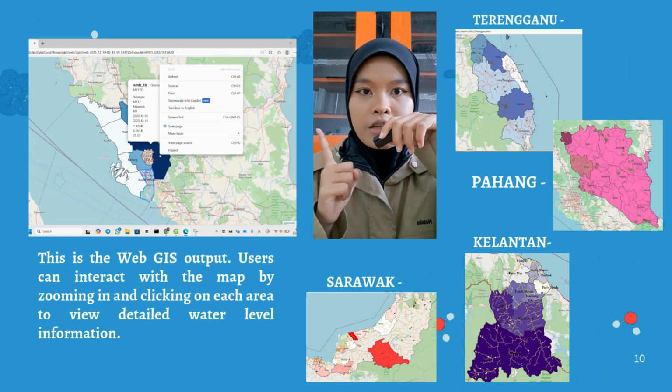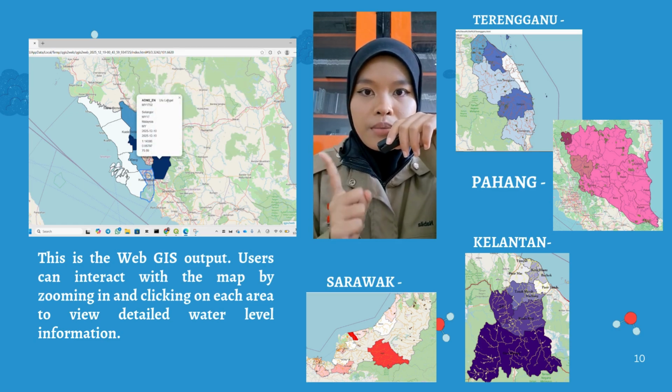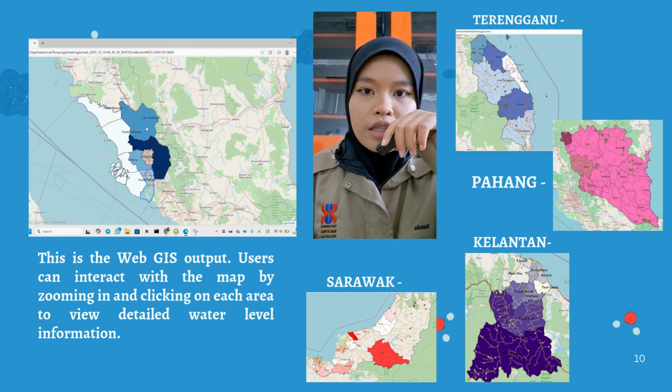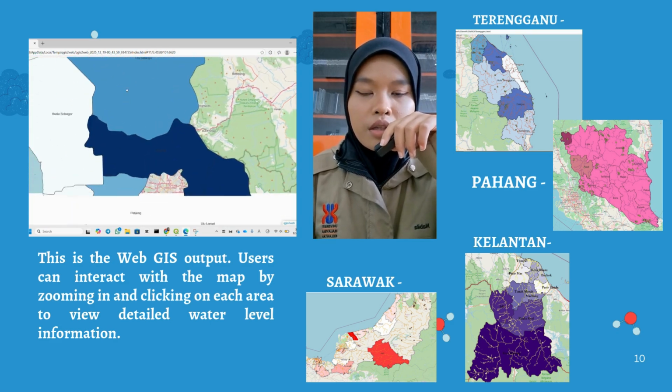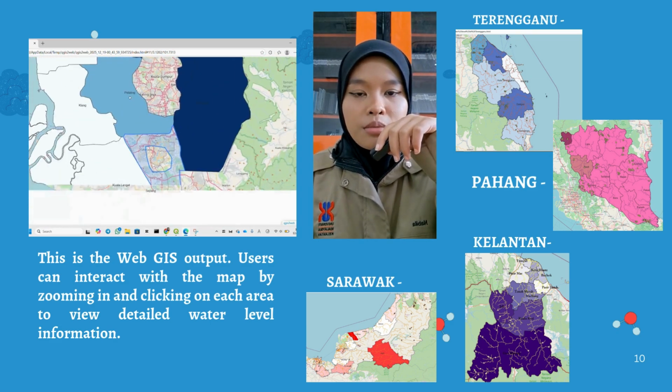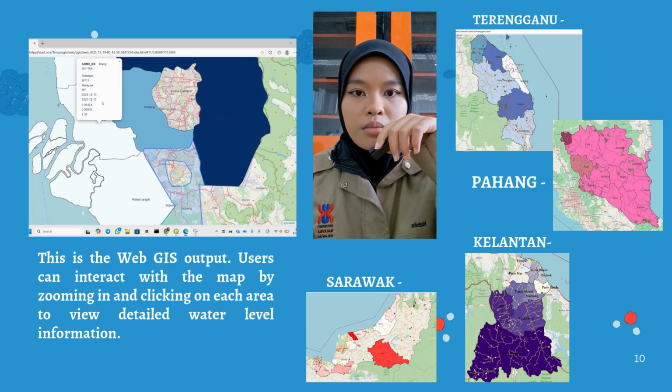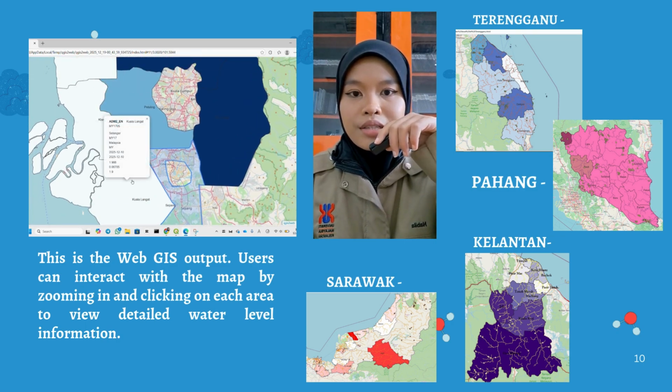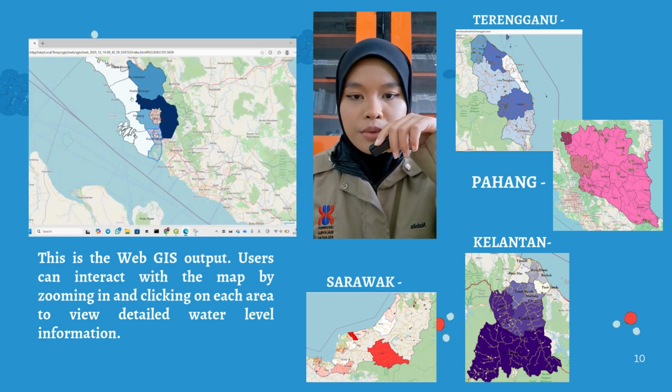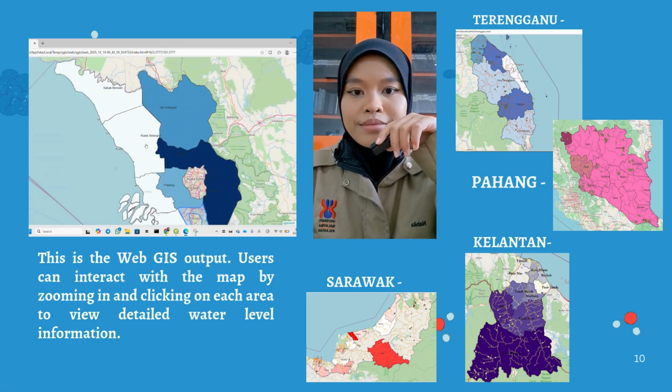This is the WebGIS output. Users can interact with the map by zooming in and clicking on each area to view detailed water level information. In comparison, desktop GIS is more suitable for detailed data analysis, while WebGIS is more effective for sharing and visualizing information interactively.